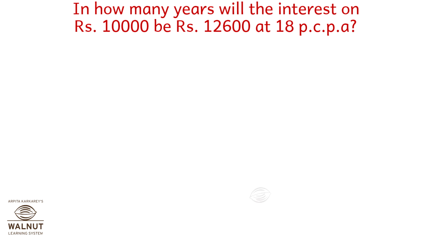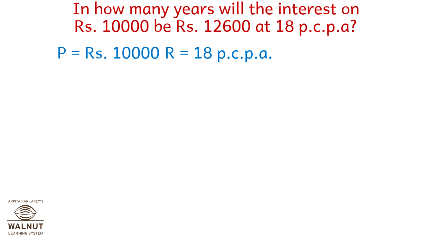In how many years will the interest on rupees 10,000 be rupees 12,600 at 18% per annum? P is rupees 10,000. R is 18 p.c.p.a. I, the interest, is rupees 12,600. What do we have to find? In how many years? Which is the period. So we have to find the period.